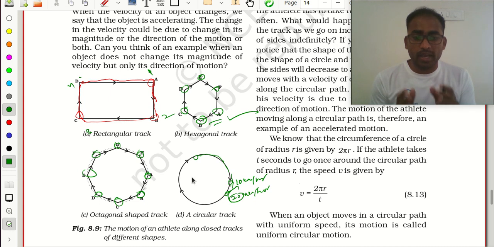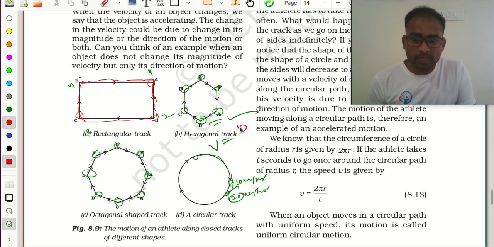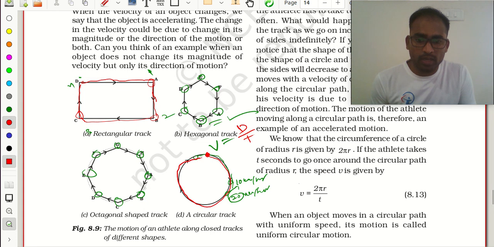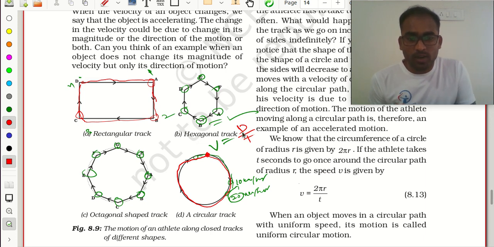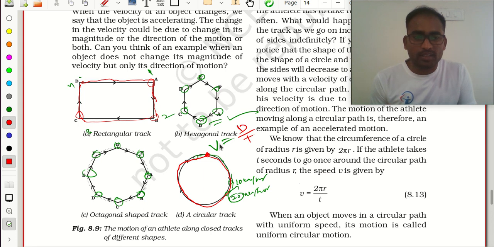So now I need to find the velocity. What is the velocity on this circular track, or this accelerated motion? The velocity is equal to displacement by time. So what is my displacement? I am starting from here and I will end here. This is nothing but the circumference of the circle only, na? So what is the circumference of a circle?